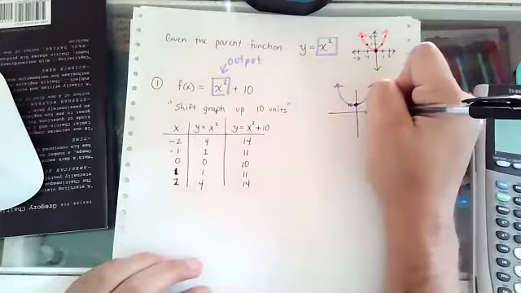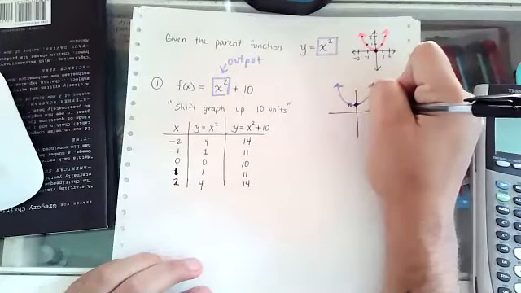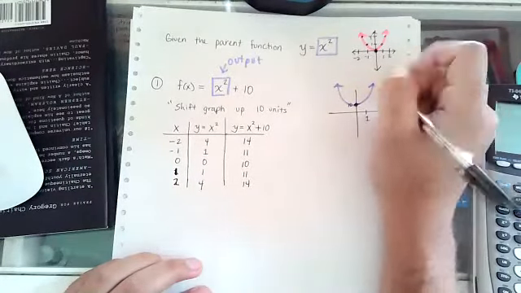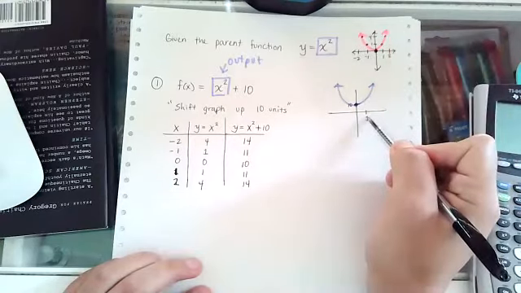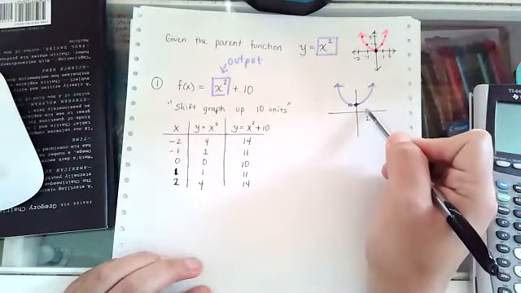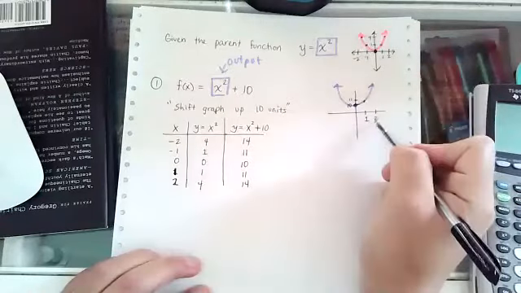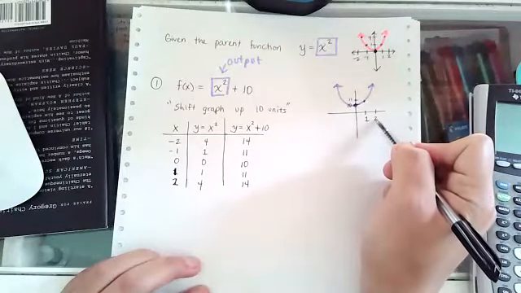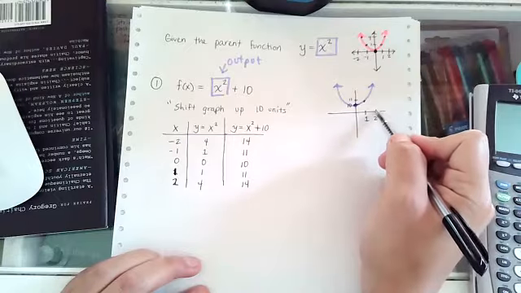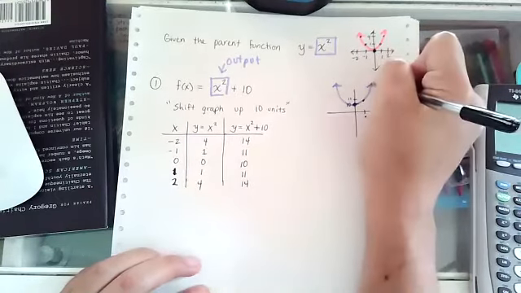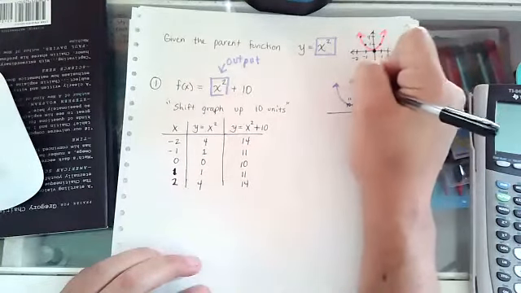So like if I put 1 here and squared it, I would get 1. But then I add 10 to it, so I would really be going up here to 11. If I had 2 here and squared it, I would get 4. And then if I added 10 to it, I would be up here somewhere, and we would call that 14.